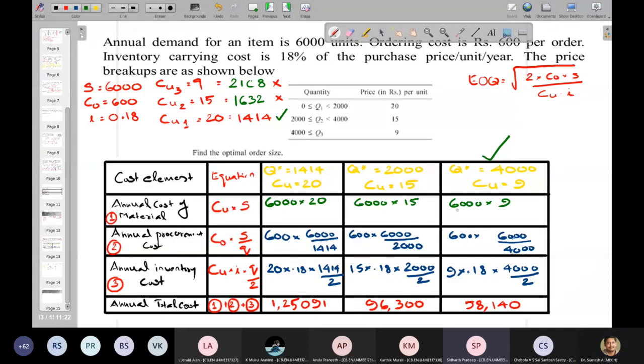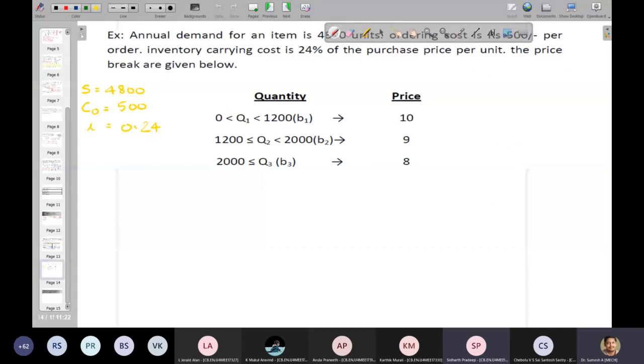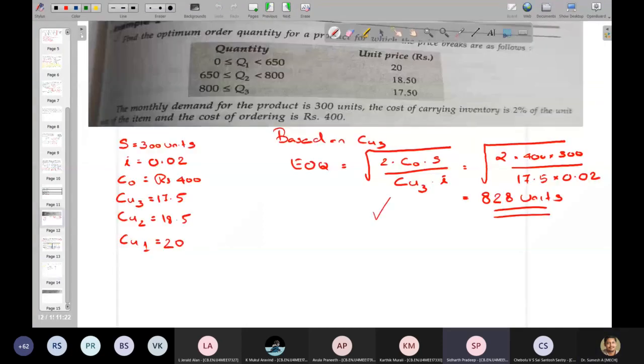Sir, in the earlier problem, should we calculate this annual cost? Not required. Your objective is to suggest which one you have to process. Your job is to say whether the price break is advisable, and if so, which band of price break is advisable. So directly you are getting that going above 800 is advisable. Okay, sir. So no need to compare those things.